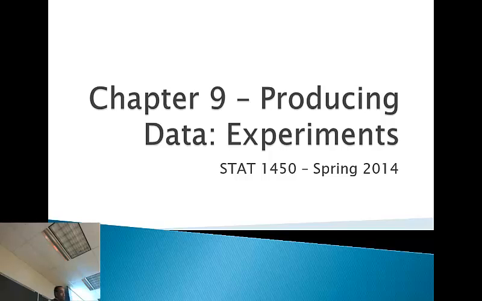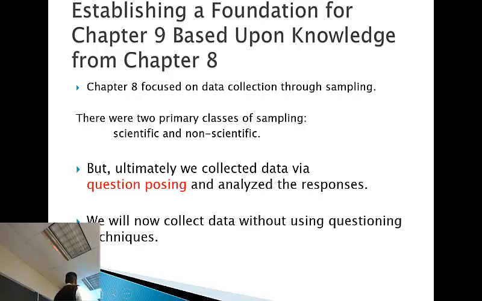All right. So anyway, moving on to chapter 9. In chapter 8, what we did was we collected data through sampling, right? We posed some questions and analyzed responses. And we had 2 different types of sampling: so-called scientific sampling and so-called non-scientific sampling. Also, at the end of class, I'll show you some resources that are available to you for your exam on Monday. Now we're going to deviate from question posing. There are more ways to collect data than just asking people questions, and we're going to start talking about other data collection techniques.